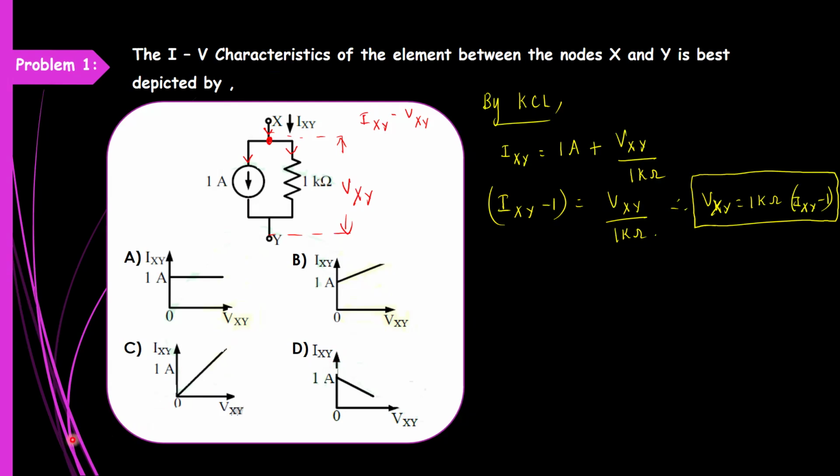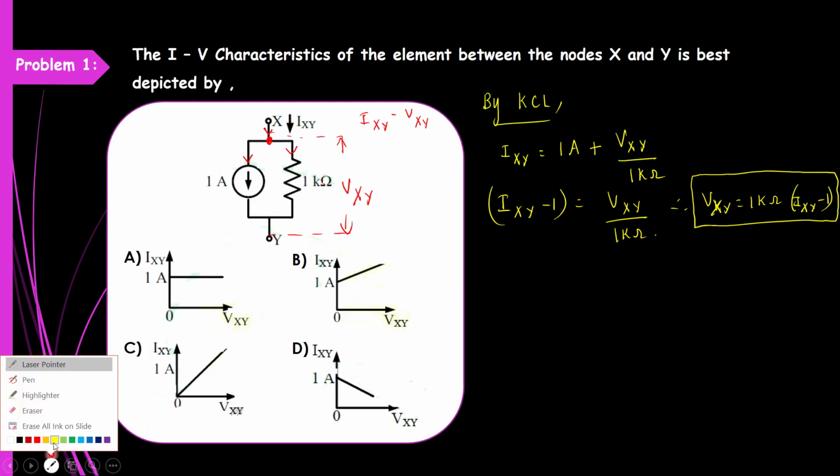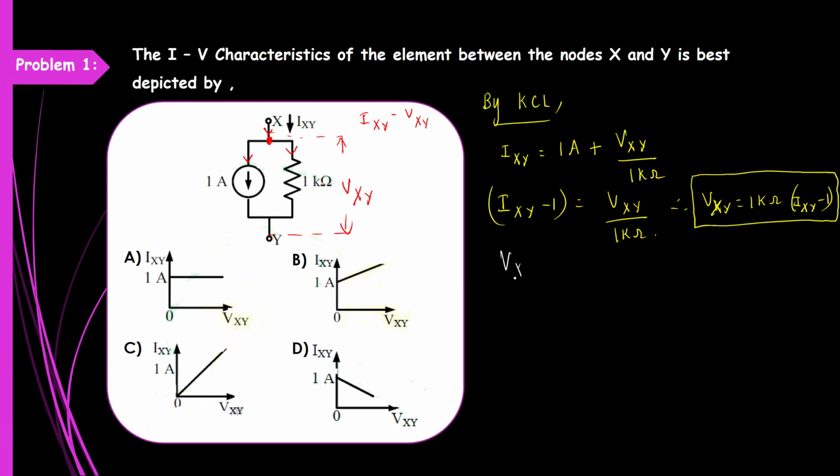So let me check with the voltage equal to 0. So first I am putting VXY equal to 0 volt. So when we apply here in this equation, 0 equal to 1 kilo ohms into (IXY minus 1). So therefore, IXY equal to 1 amps. So we got 1 amps for VXY equal to 0.